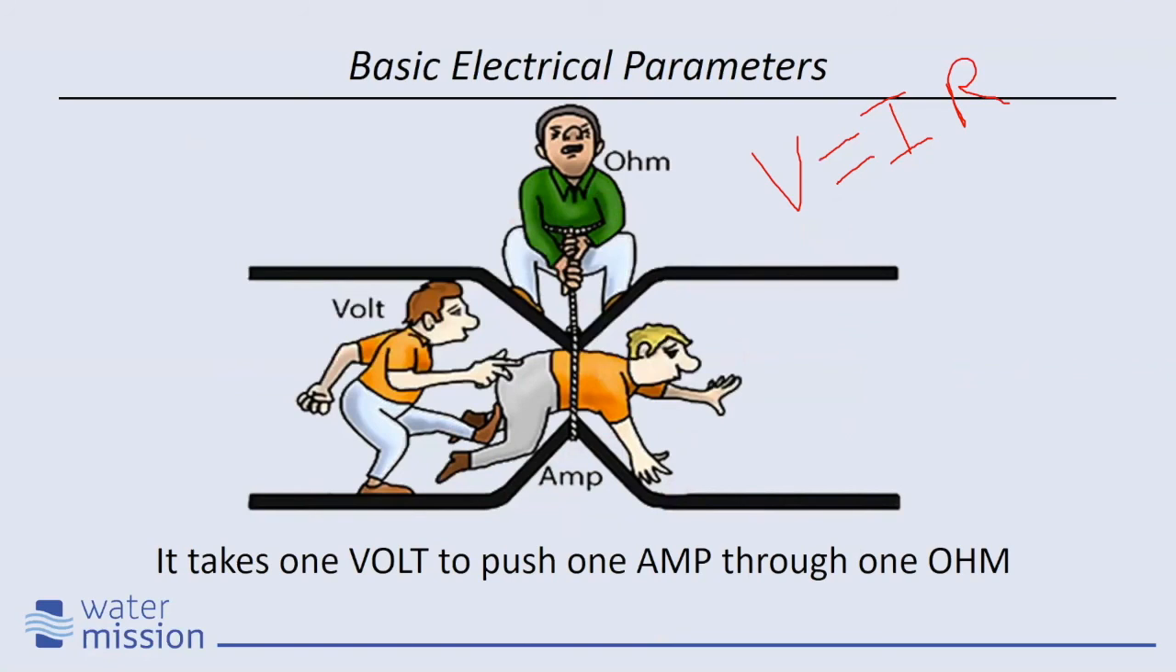If I were to leave voltage the same, double my resistance, I'm only going to get half the amount of amps through my system. If I were to double my volts and leave the ohms the same, I'll get twice the number of amps through the system. So just remember, it takes 1 volt to push 1 amp through 1 ohm.